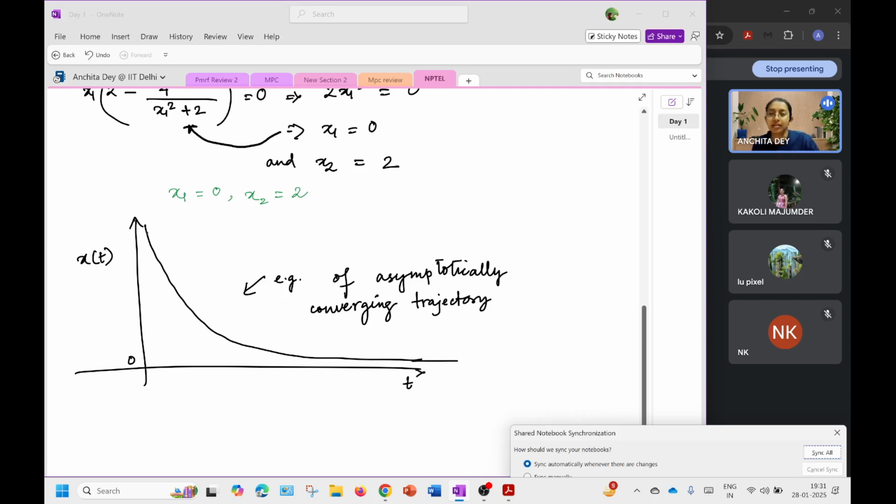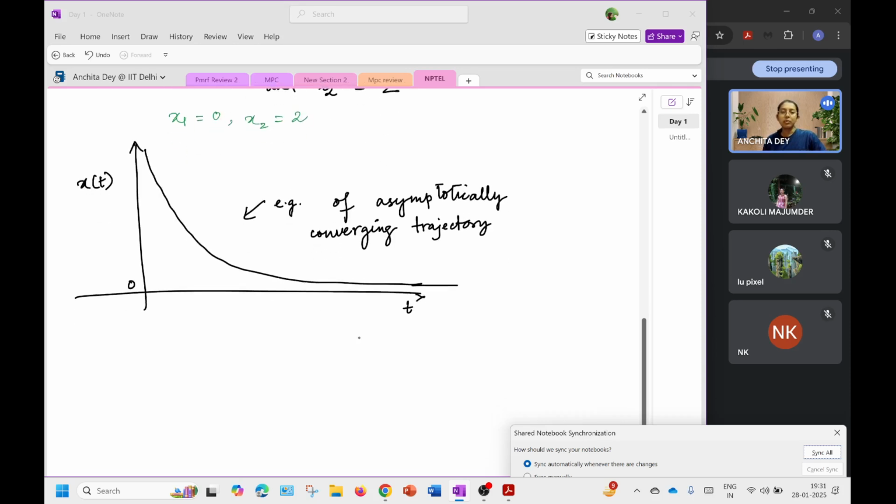So yes, we start from some point, and then the trajectory eventually goes towards 0. When will it finally reach 0? It will finally reach 0 at t tends to infinity, and you don't know when that is, but it's a theoretical way of saying that it will reach there at some point of time. So that's what we mean by asymptotic convergence. And further, if the equilibrium point is stable, then we say it's asymptotically stable.